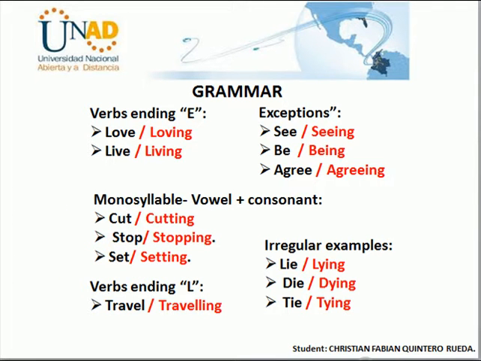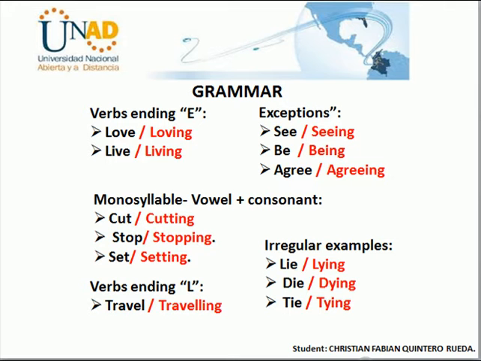Finally, I'm going to show you some grammar rules. For verbs ending with E, we drop the E and add ing. For example, love, loving; live, living. There are some exceptions, with the verbs see, be, and agree. We don't change anything: see, seeing; be, being; agree, agreeing.